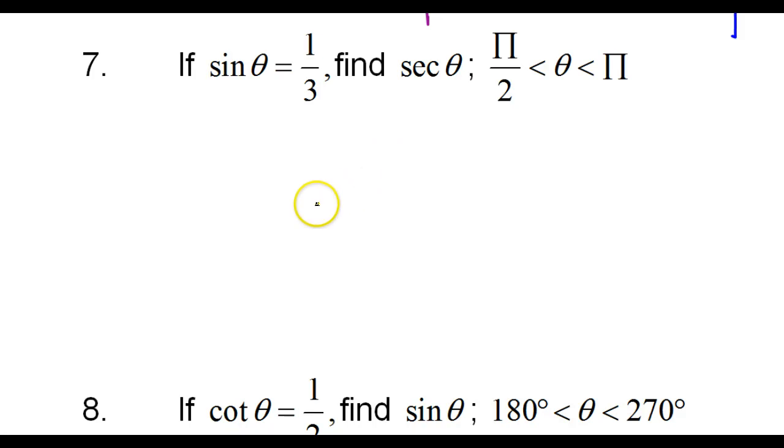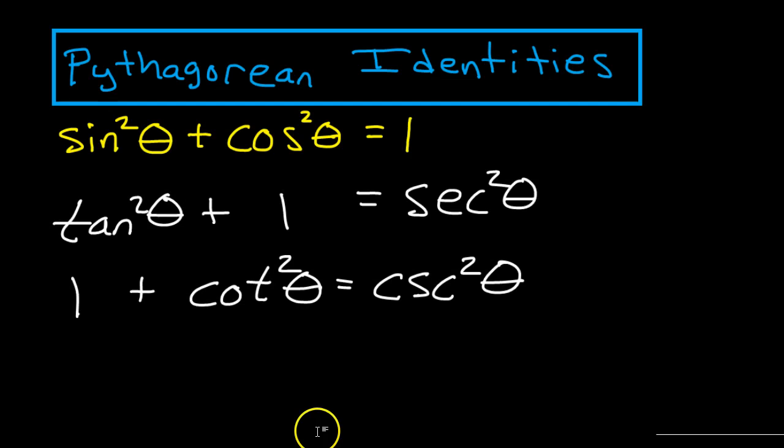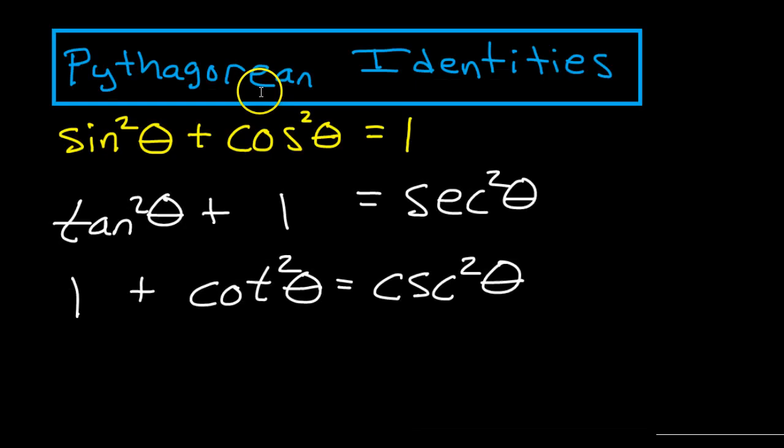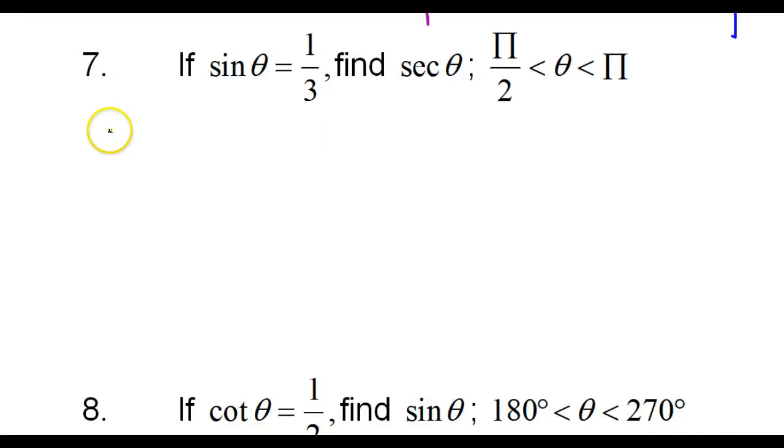Okay, in this video we will continue to practice using our trig identities to find the value of trig functions. So looking at problem number 7, I see the sine function right there and the sine function's right there. So I'm going to use the primary Pythagorean identity. So I know that sine squared theta plus cosine squared theta is equal to 1.